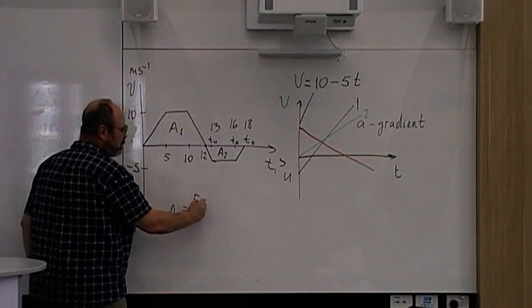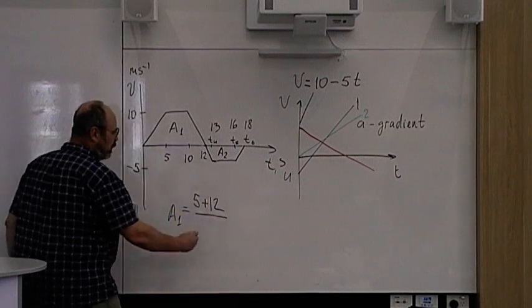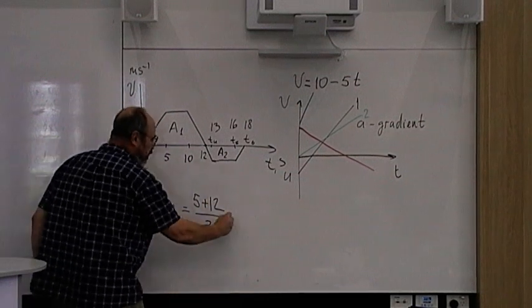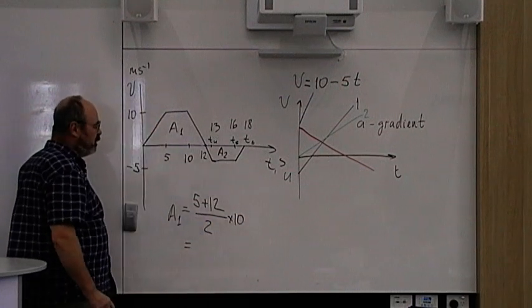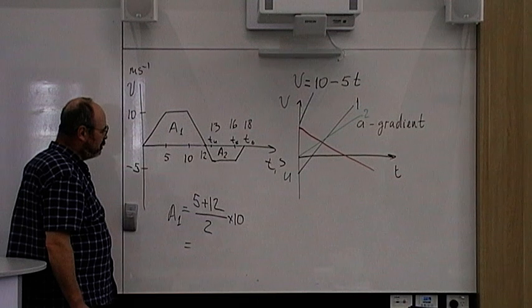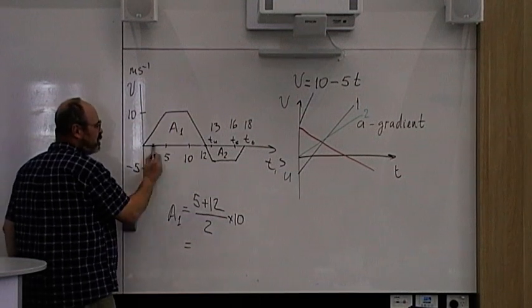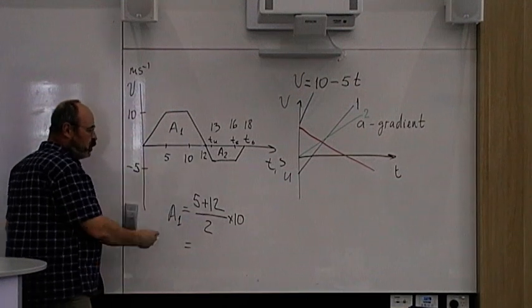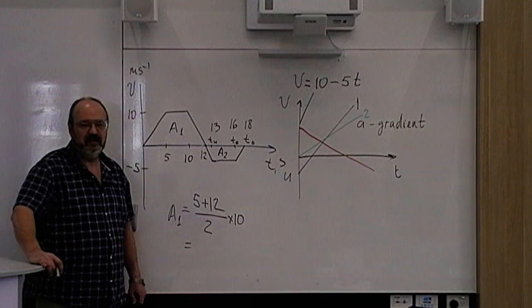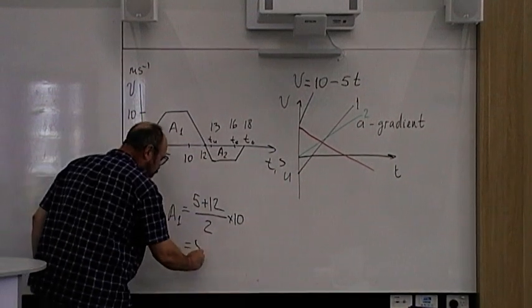Okay, so area 1 will be: this base equals 5, this base equals 12, so 5 plus 12, divided by 2, times height 10. What will that be equal to? This is 12, the bases, and the height is 10. So what will this be equal to? 85. Yes, correct, 85 meters.